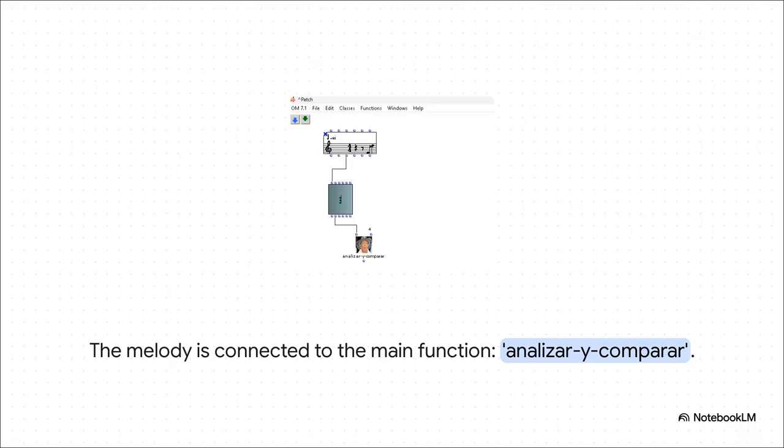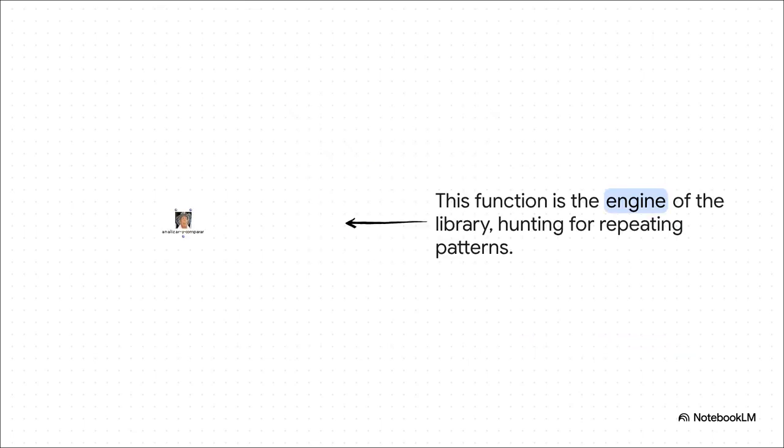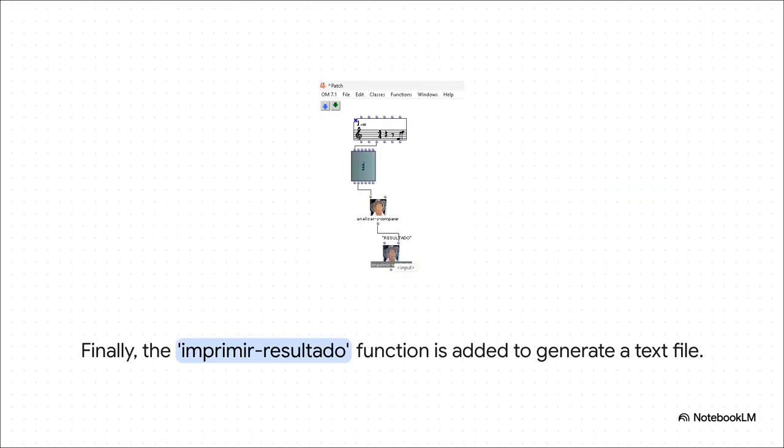This is where the magic happens. We plug our sequence of notes directly into the core function of the Leandro library, which is called analizar y comparar. That just means analyze and compare. This little icon right here, which actually features Leandro Diaz himself, this is the engine of the entire process. This one function is going to do all the heavy lifting, sifting through every single note to find every repeated pattern. So to actually see our results, we just add one more function, imprimir resultado, which just means print result.